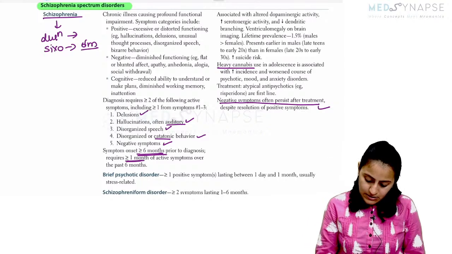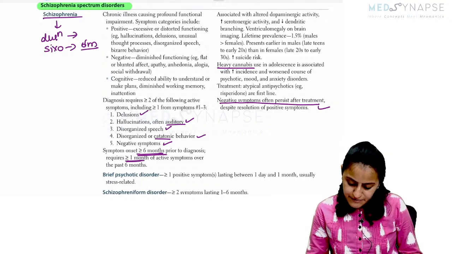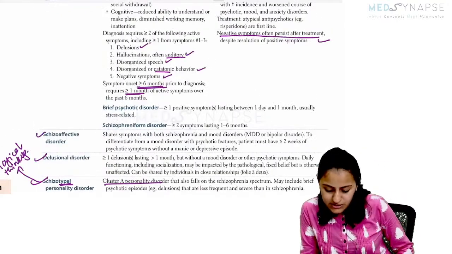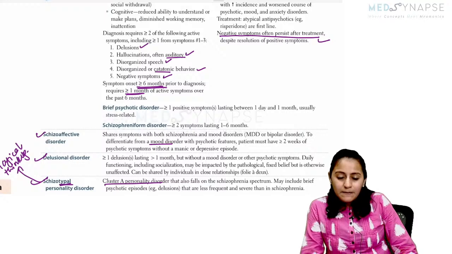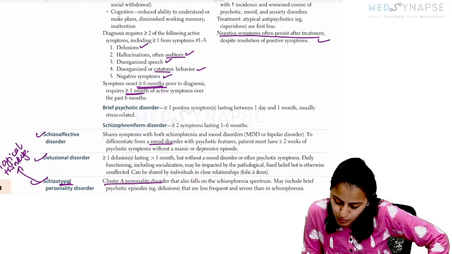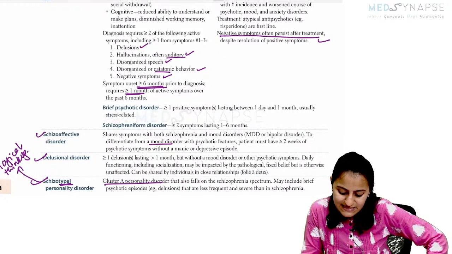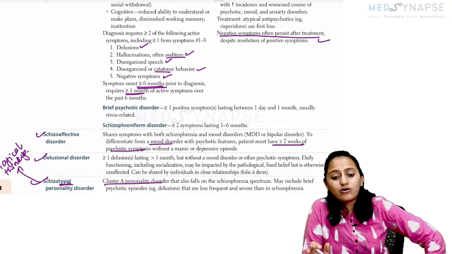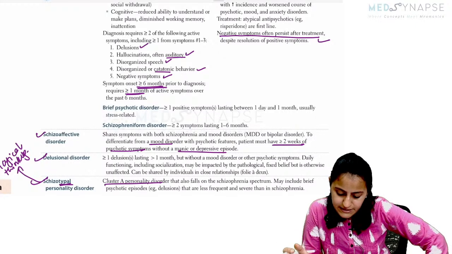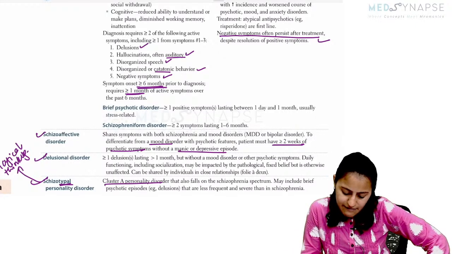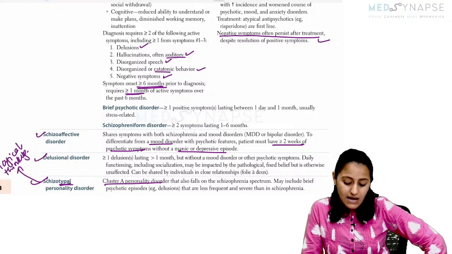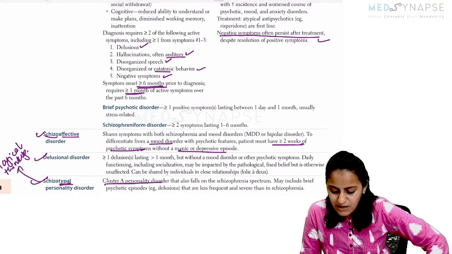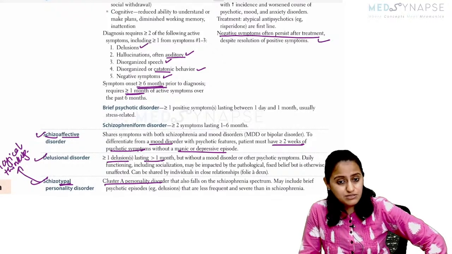Okay, going to schizoaffective. To differentiate it from a mood disorder with psychotic features, patients must have more than 2 weeks of psychotic symptoms without a manic or depressive episode, unlike in the mood disorder with psychotic features, right? Next, this is schizoaffective, schizophrenia and mood. Delusional disorder is delusion lasting at least 1 month but without a mood disorder or other psychotic symptoms.